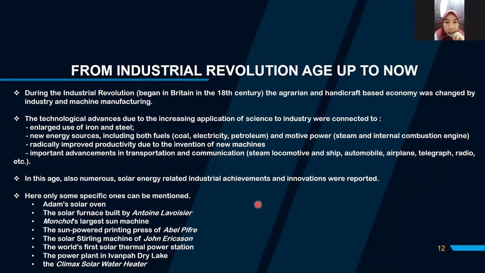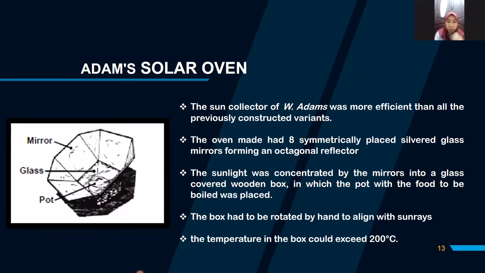In this age, numerous solar energy-related industrial achievements and innovations were also reported. Here some specific ones can be mentioned: first, Adams' solar oven, the solar furnace built by Antoine Lavoisier, Mouchot's largest sun machine, the sun-powered printing press of Abel Pifre, the solar stirring machine of John Ericsson, the world's first solar thermal power station, the power plant in Ivanpah Dry Lake, and lastly, the Climax solar water heater. That's all from me. Thank you.